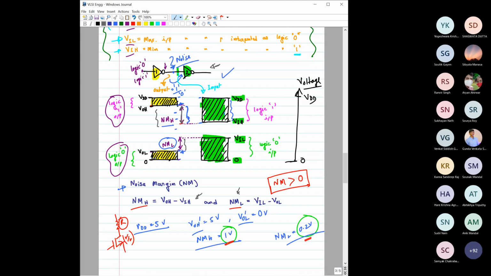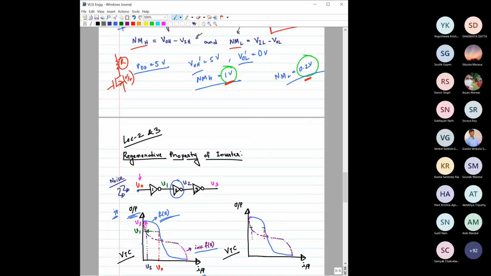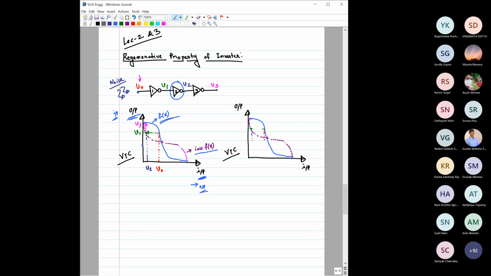We have also mentioned that both noise margins are expected to be as high as possible as per your design. At the same time, if the noise margins are not symmetrical, that is not good. We will try to design our gates such that the noise margins are symmetrical. For example, if the noise margin is 1 volt, then we will try to make both noise margin high and low to be around that. Then we just started our discussion on the regenerative property of the inverter, but we could not finish, so we will start from here.